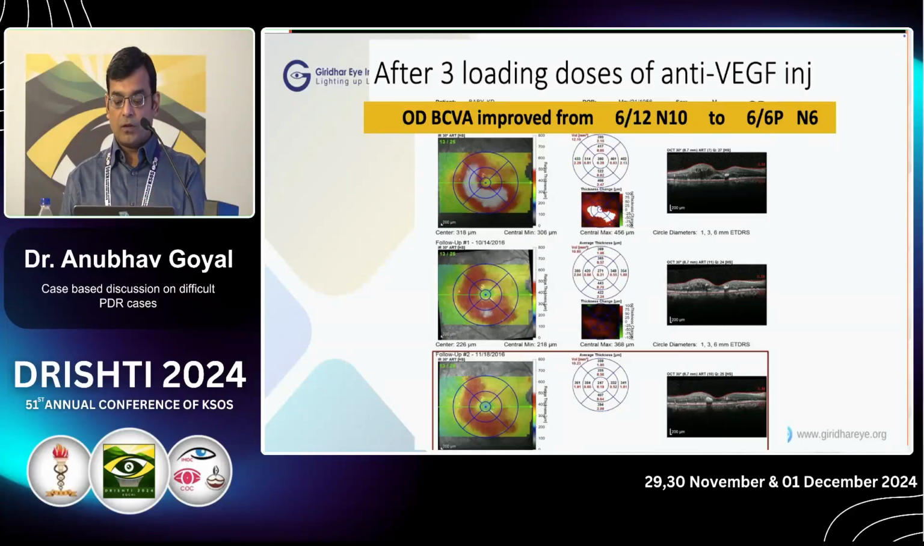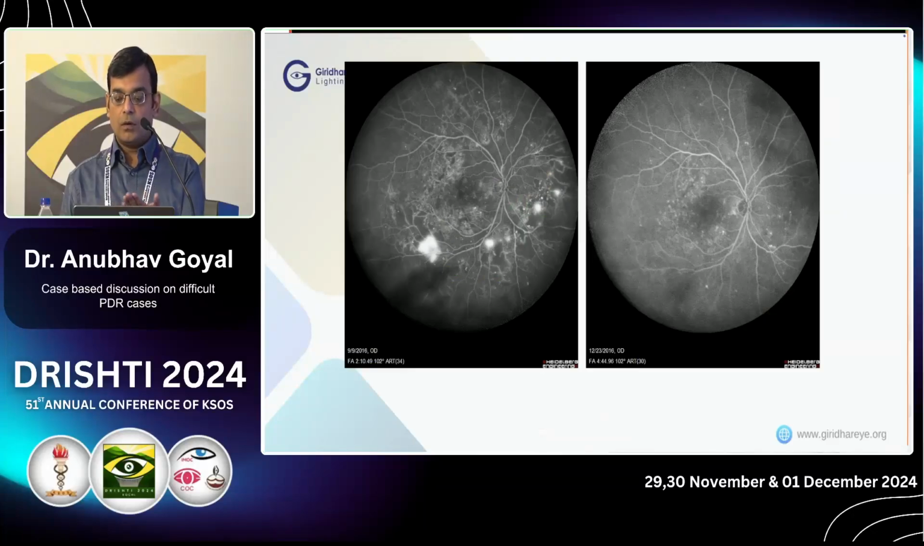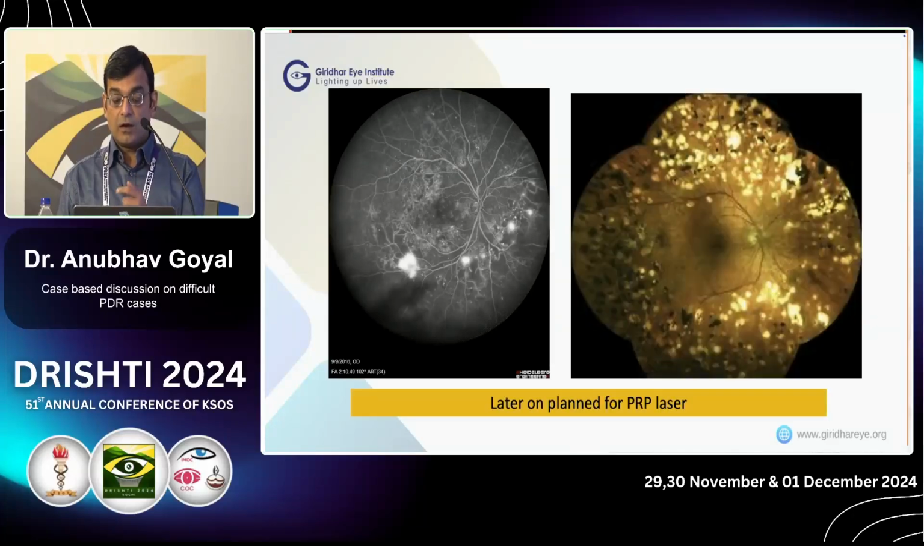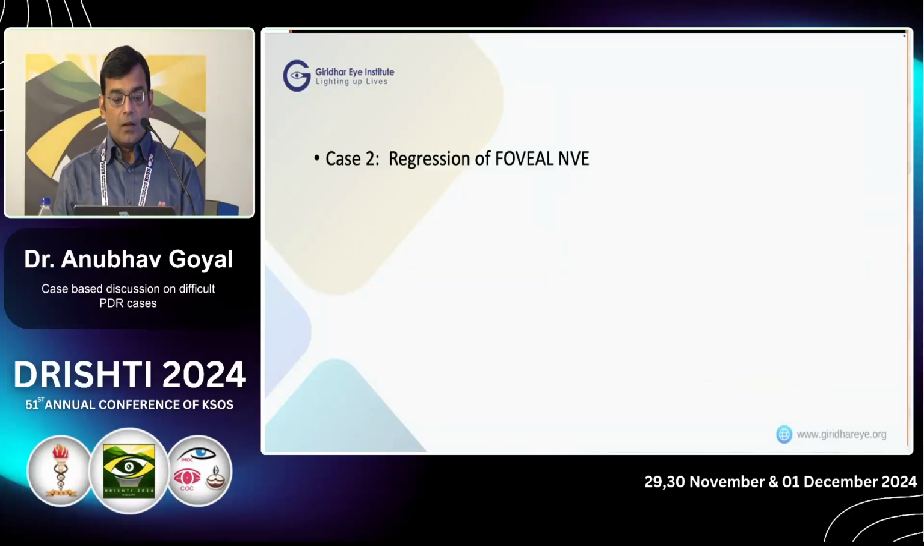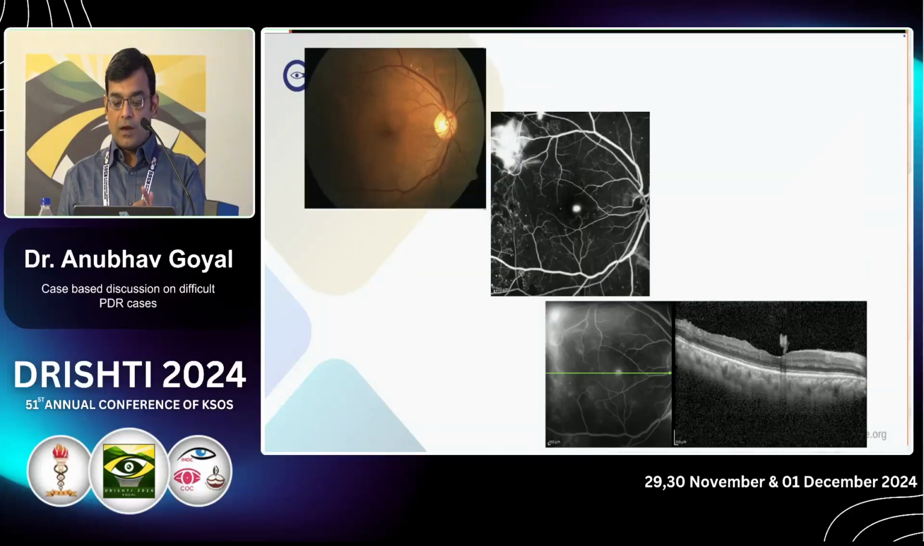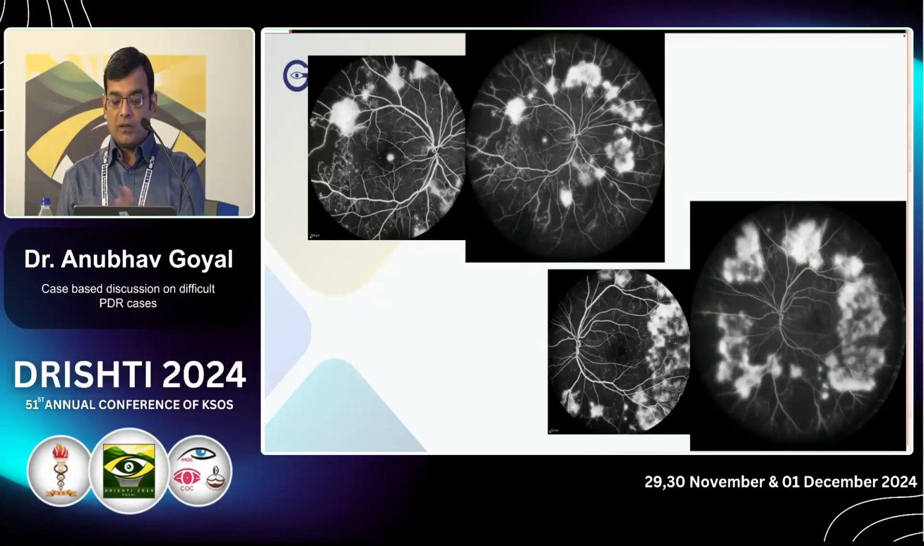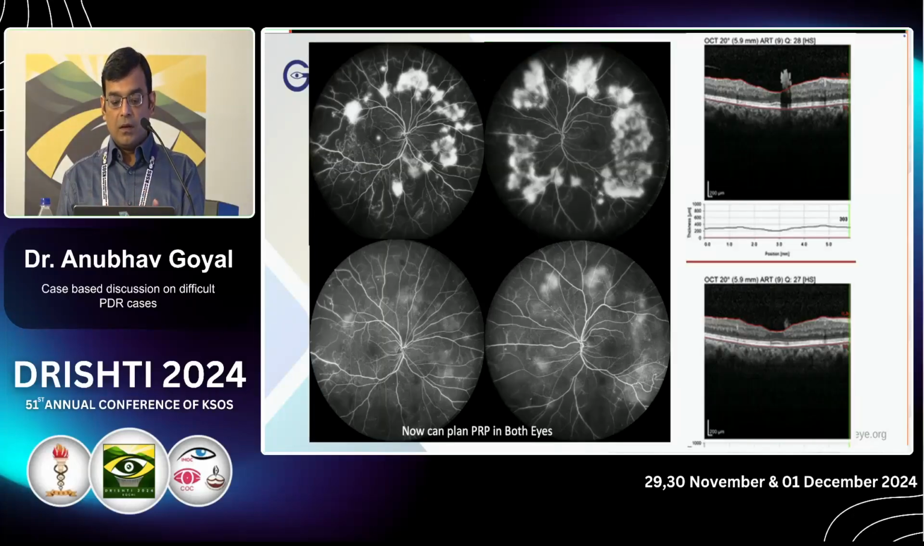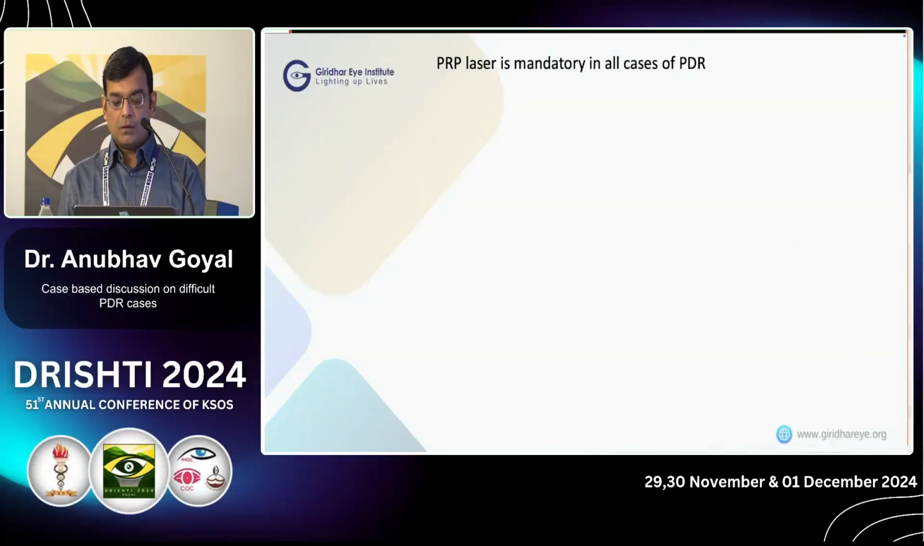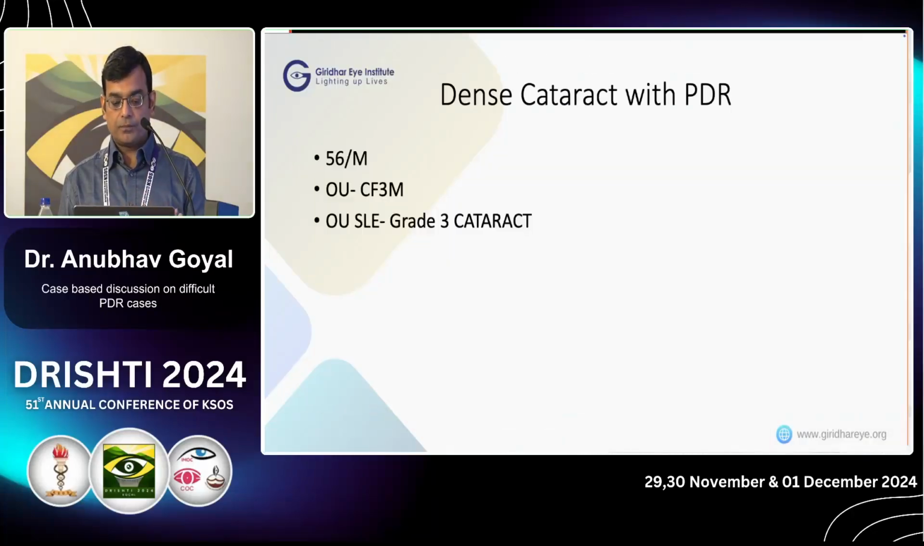Vision improved to 6/6 and the edema resolved, and the subsequent angiogram shows complete resolution of NV. So in such cases where you don't have fibrovascular proliferation or TRD, you can consider anti-VEGF initially in surface NV cases, and later on you have to give PRP. It's not just anti-VEGF and ending. There's a very good case with focal NVE. Angiogram shows massive NVs all around in both eyes, initially treated with just one anti-VEGF injection, all gone, and then laser was given.